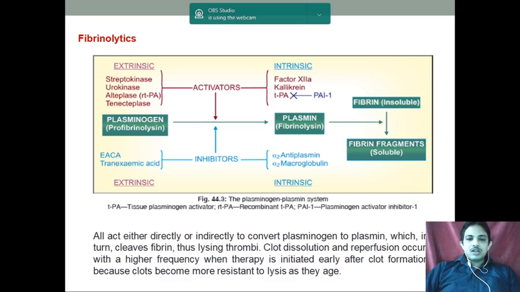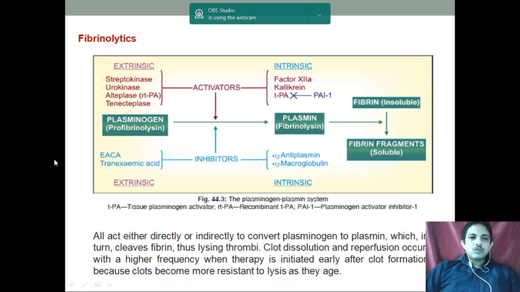Clot dissolution or reperfusion occurs with higher frequency when therapy is initiated in the early phase. As already mentioned, these drugs are most effective if the clot is less than 3 days old, because clots become more resistant to lysis as they age. If it is more than 3 days, it is very difficult to lyse the clot.